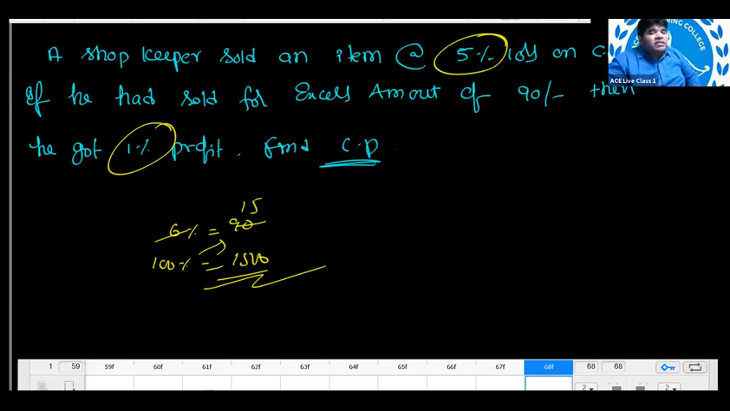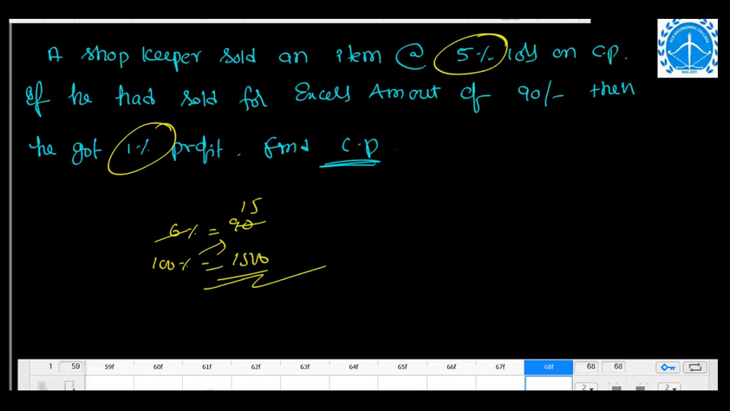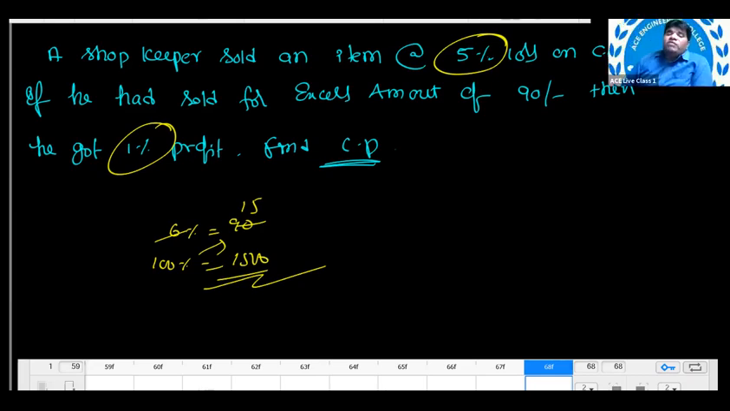Suppose the cost price of 10 apples is equal to the selling price of 8 apples. So what is the equation? CP of the 10 is equal to SP of the 8. We get a fraction and finally get an answer.